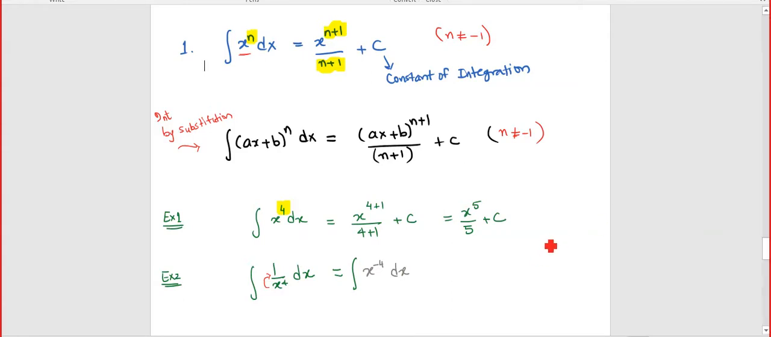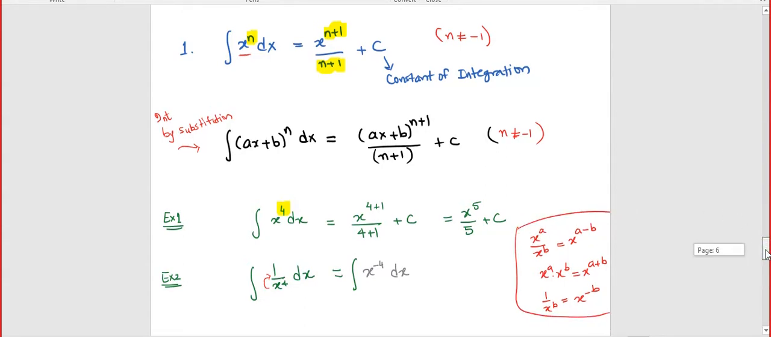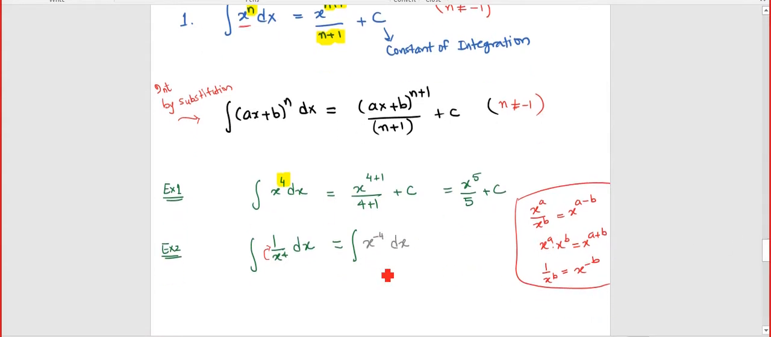I hope you know the rules of indices. If it is x power a over x power b, we can write it as x power a minus b. If it is x power a times x power b, it is a plus b. And in place of x power a we have 1, so it is just writing it in terms of reciprocals, which becomes x power minus b. These are the rules of indices that you already know. You have to use them to convert the term into the form for which the rule is available.